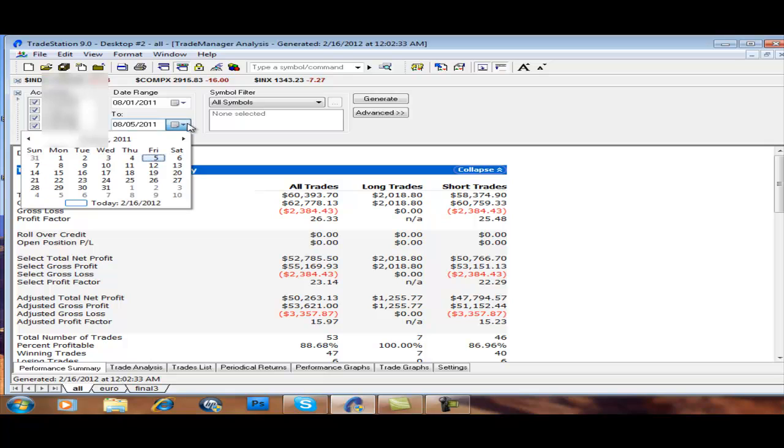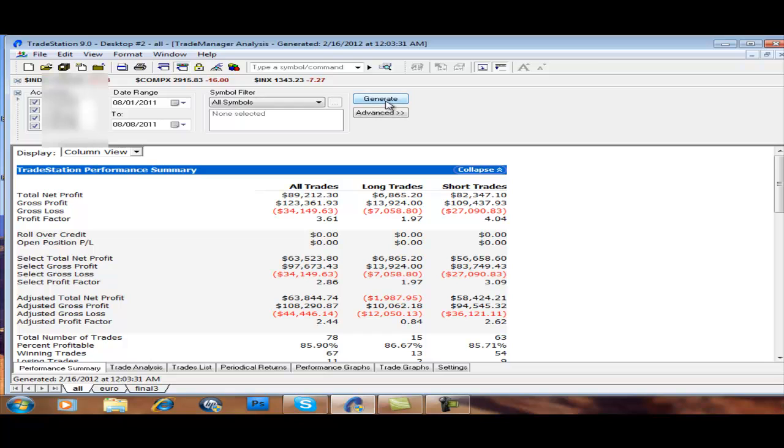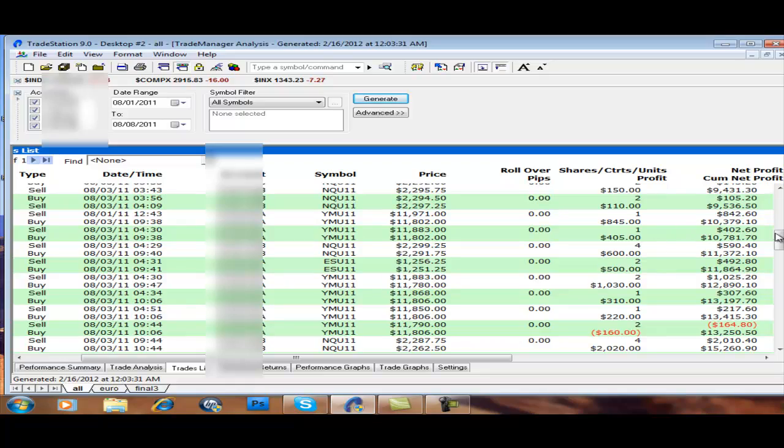I'm going to go one more day out because there's an interesting trade here I want to go over. All right, so here's this, got up here into 100,000, and so let's look at this. Let's look at this gain. Let's look at this area right in here and what happened in there. I'm going to go to the trade list to do that.